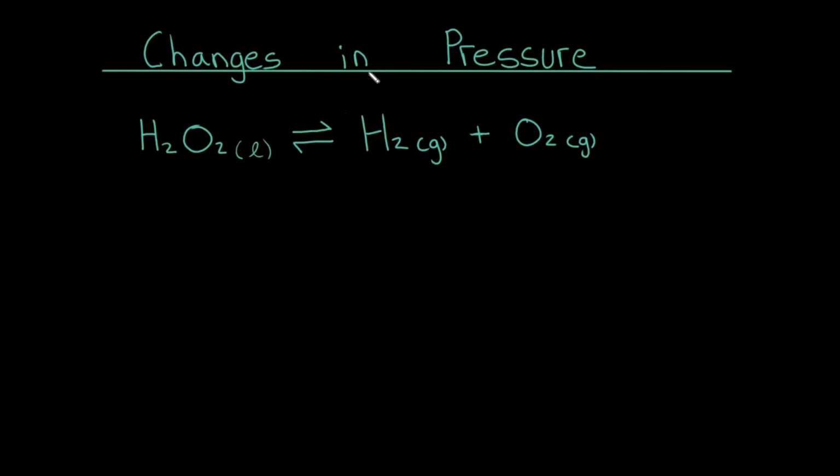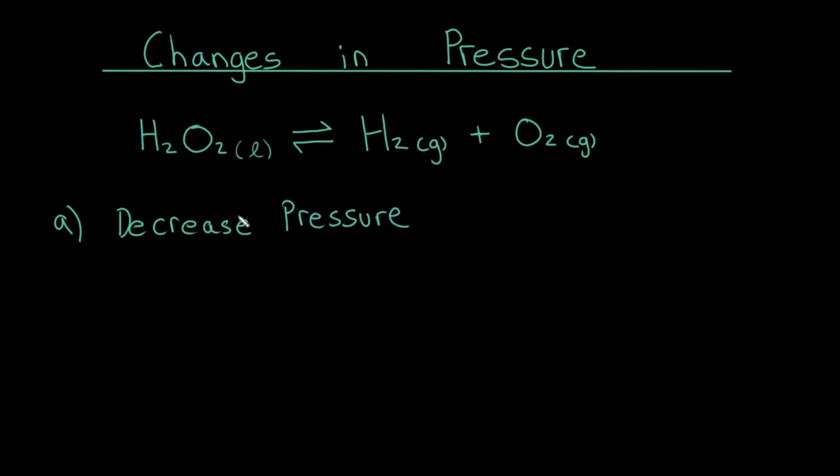So this time we're dealing with changes in pressure instead of temperature, and we have the same chemical equation as before, this H2O2 decomposing into H2 and O2. Pressure is a little bit different than temperature and concentration, and you'll see why. So the first question we're going to start with is, what happens to the equilibrium when we decrease the total pressure of the system?